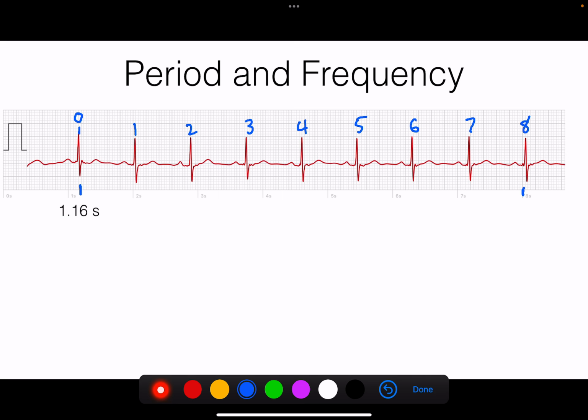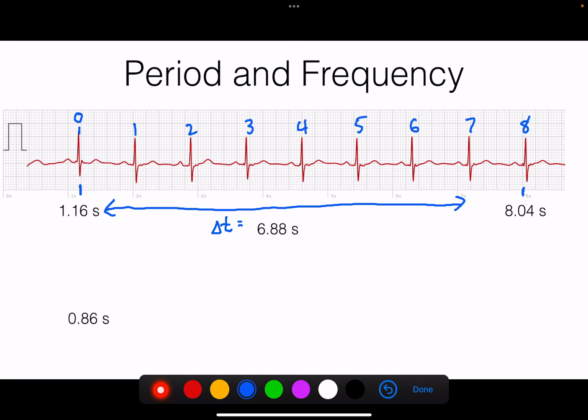So you can see the starting time is around 1.16 seconds. The ending time is about 8.04 seconds. So we subtract those to get our delta t, how much time has elapsed during our measurements. To get our period, we take that number, 6.88, and we divide by our 8 cycles, and you see we get an answer of 0.86 seconds.